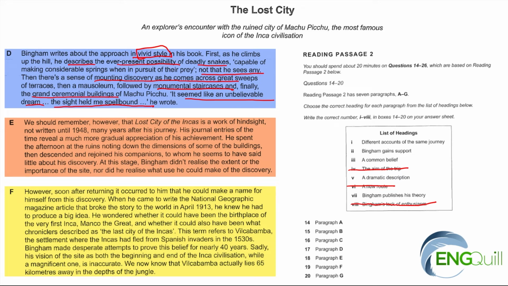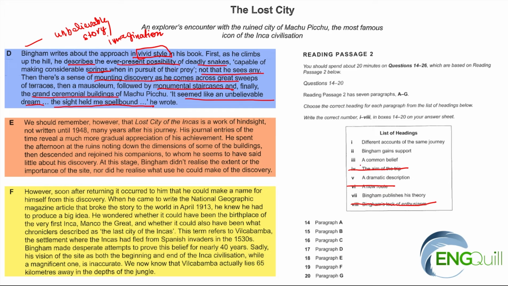So, he wrote something, and he wrote in a vivid style, and he was describing something. He was describing the ever-present possibility of deadly snake. He was describing all these springs. He was describing the great sweeps of terraces, the monumental staircase. And then he said, it seemed like an unbelievable dream. So something that he wrote, something which was unbelievable, something which is like a story. There's no fact over here, but there's a lot of imagination that he used here, isn't it? That is what my summarization is.